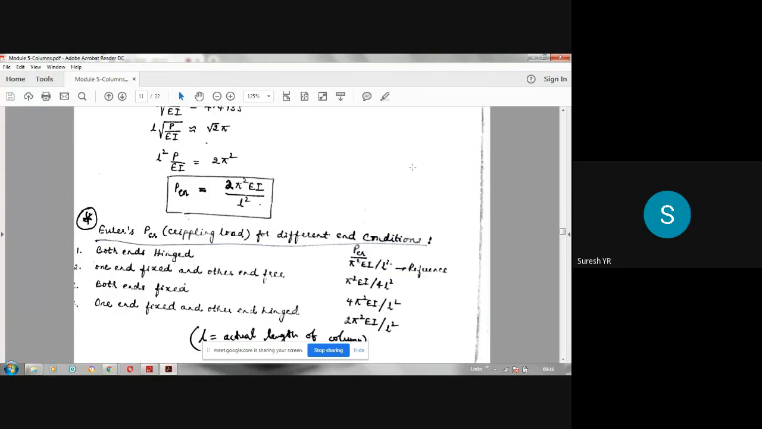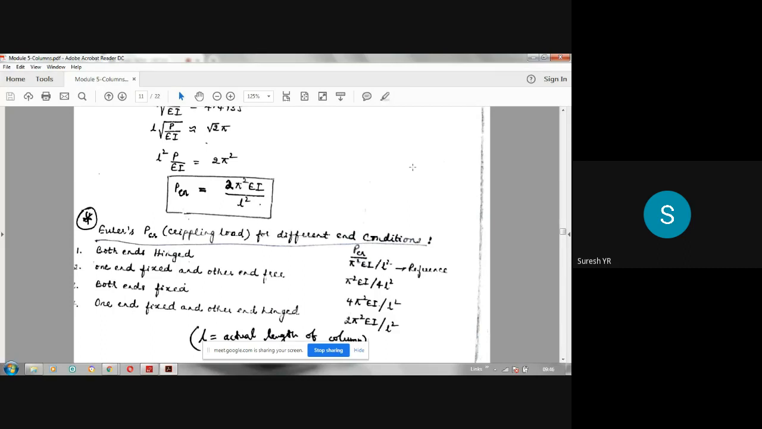For different cases of end conditions of a column, to find the crippling load or buckling load. It is nothing but the minimum load the column can take till just buckling starts. Buckling means it is the failure of long columns, whereas crushing is the failure of short columns. Buckling or crippling is the failure of long columns.